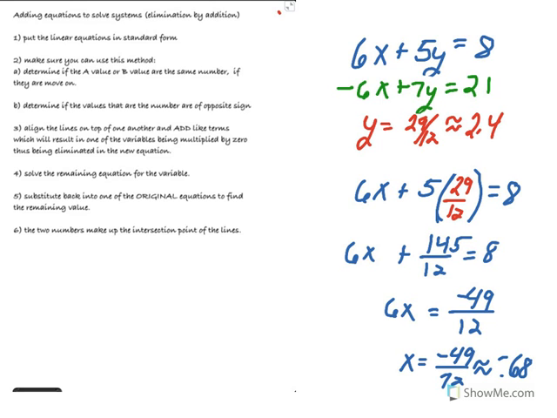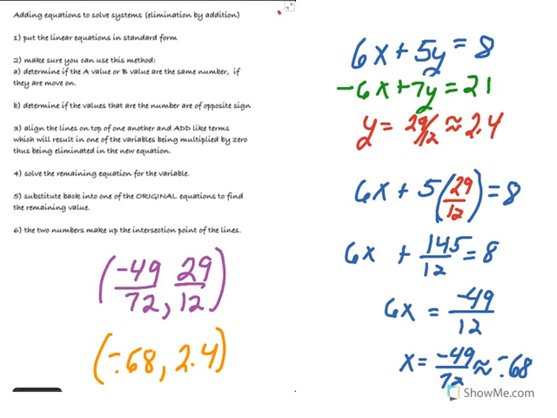When we plug back in and solve for x, we get that x is negative 49 over 72, which is approximately negative 0.68. Therefore, the intersection point of our two lines is negative 49 over 72, comma 29 over 12, or in decimal, negative 0.68, comma positive 2.4. Please pause the video and copy this into your notes.